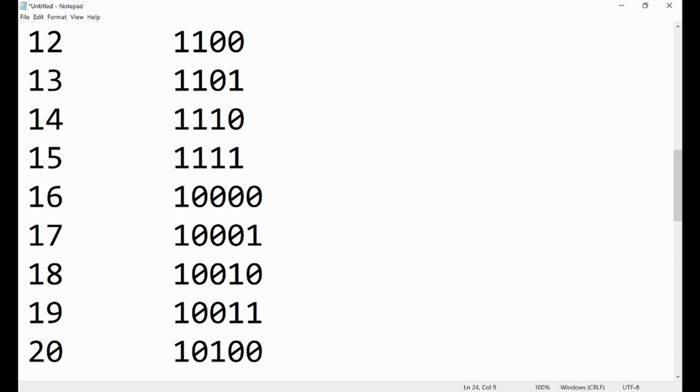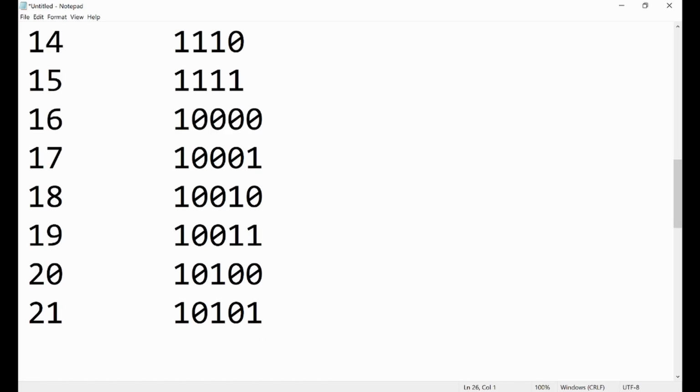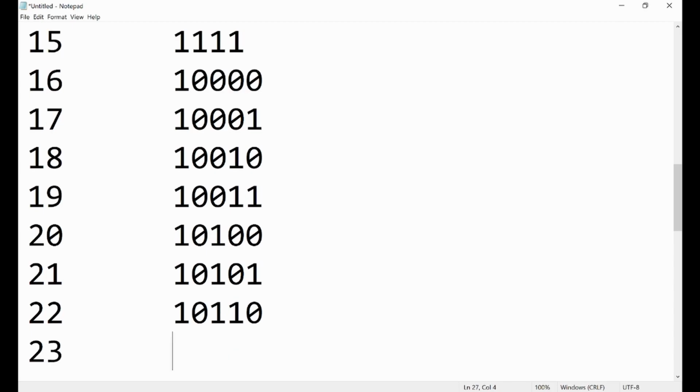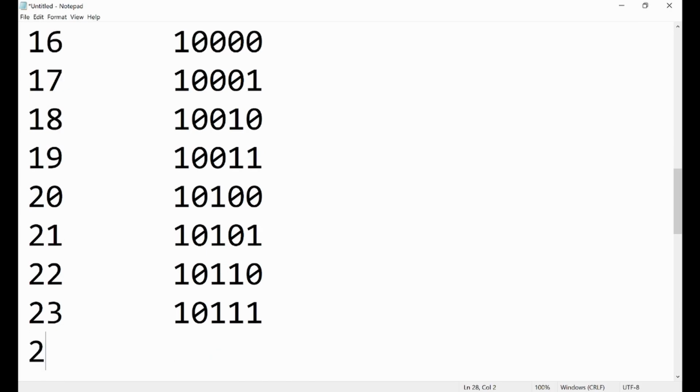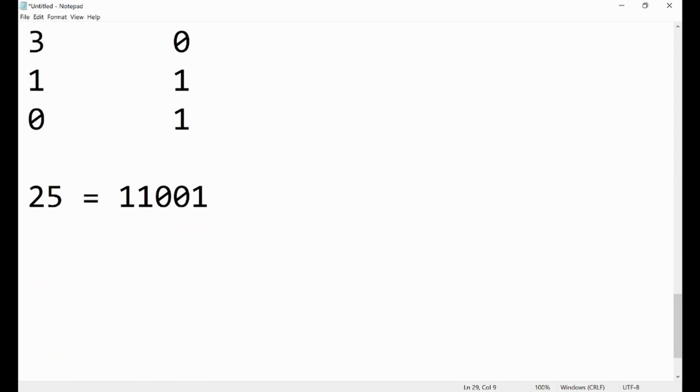You see, I'm just using a pattern. Then my 21 is going to be 1 0 1 0 1. Are you following? My 22 is going to be 1 0 1 1 0. My 23 is going to be 1 0 1 1 1. Easy. My 24 is going to be 1 1 0 0 0. And my 25 is going to be 1 1 0 0 1. Do you get it? Is it the same as the answer we got here?